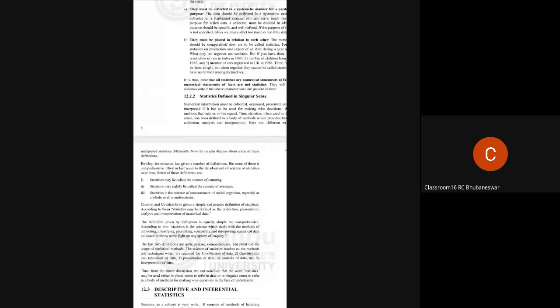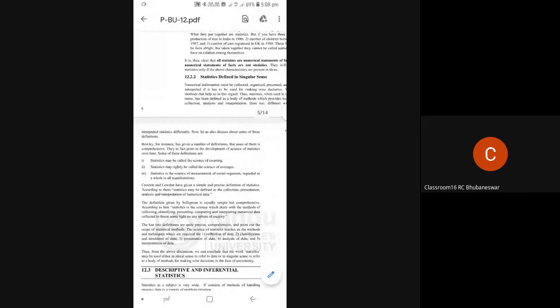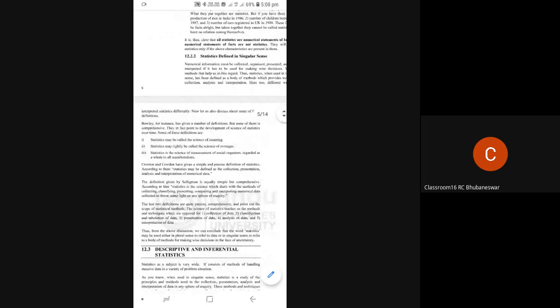Then statistics is the science of measurement of the social organism regarded as a whole in all its manifestations. That means it is the science of measuring the social organism. According to Croxton and Cowden, they have given a simple and precise definition of statistics. And according to them, what is statistics, you see?